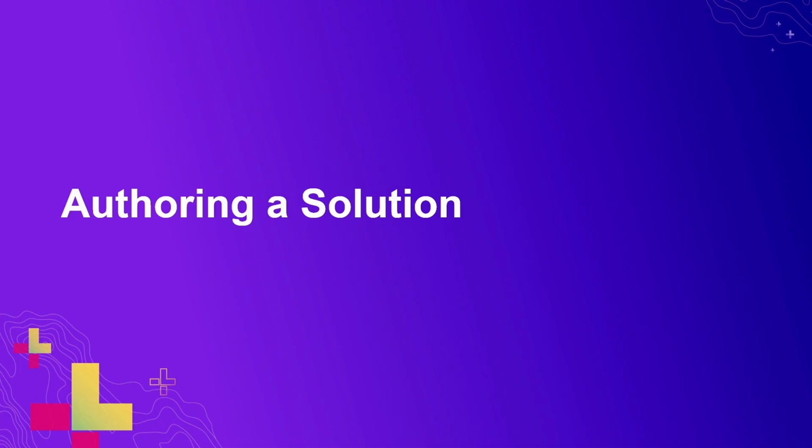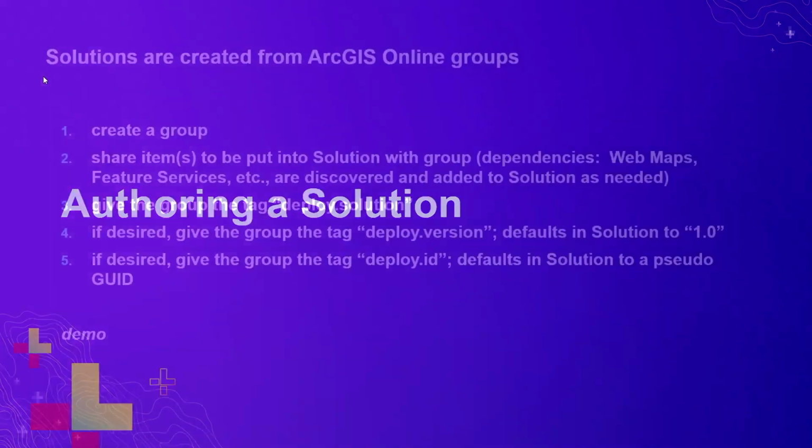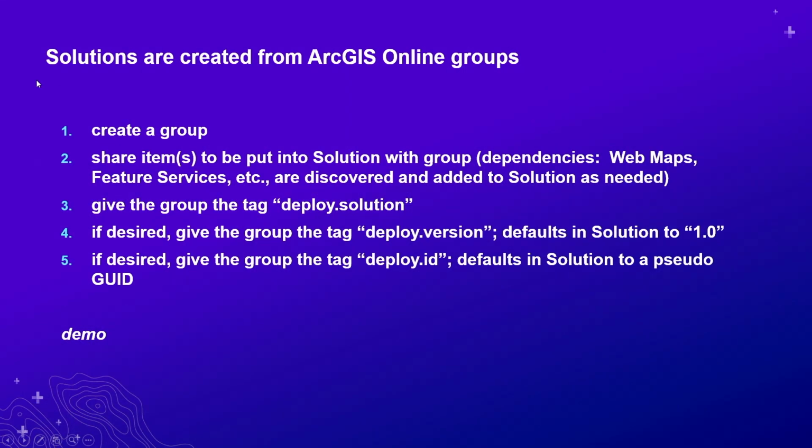Now, Chris has shown us how to deploy a solution. What we're going to look at is how to create a solution. A solution is created from an ArcGIS Online group. You create a group, and then you share each of the items with it that you wish to include into the solution. Now, you don't have to include dependencies, but you can.